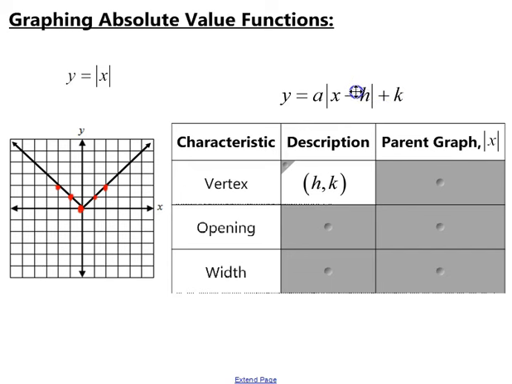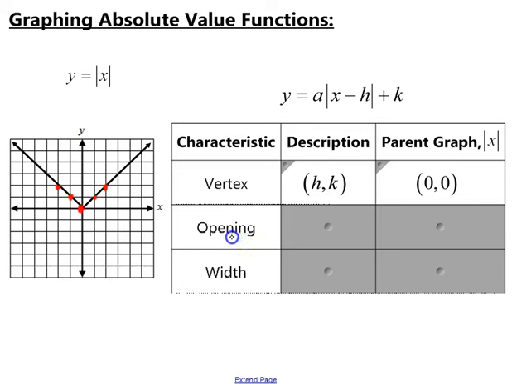That means that whatever value is substituted for h, we actually want the opposite of what it looks like. So if you see minus 1, h is actually positive 1. If you see plus 1, h is going to be negative 1. K, however, because it has a plus sign in front of it, that value is going to be exactly what you see. So if we see plus 2, k is positive 2. If we see minus 2, k is negative 2. So when we look at our parent graph, the vertex is the origin, 0, 0.